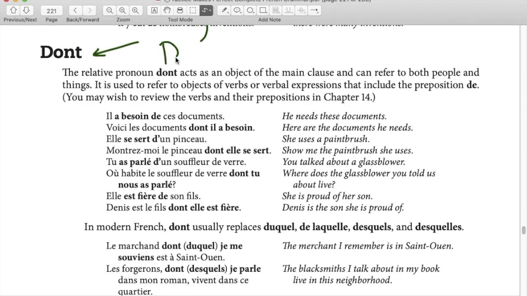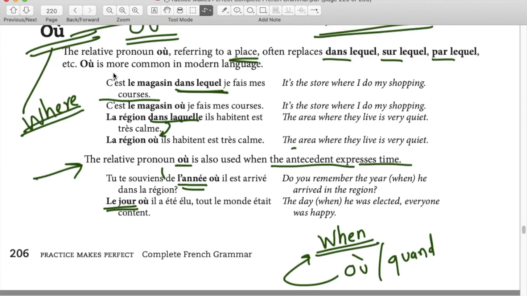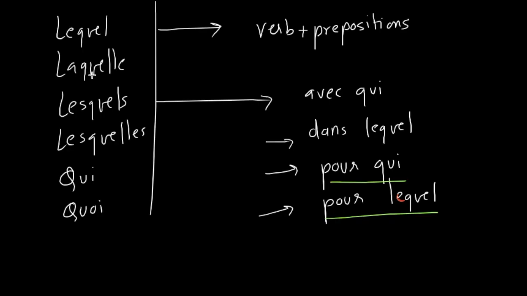Next relative pronoun is dont. If you remember, we were talking about lequel, laquelle, qui, quoi, lesquels. We talked about verb plus preposition in a dependent clause. We talked about various prepositions, avec, sans, pour, à, and then parmi. One preposition we did not talk about was de, and we were going to discuss that.